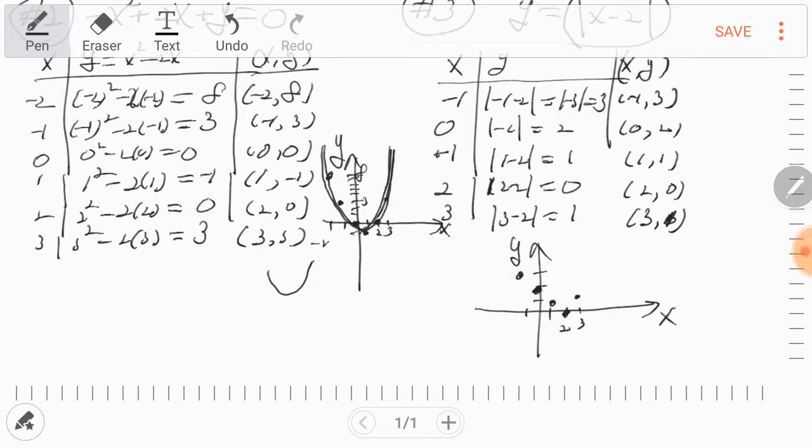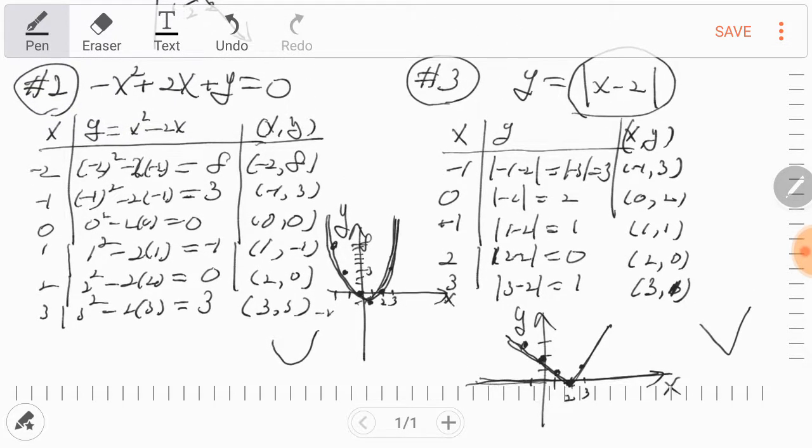If we connect this, it will be the V shape. The V shape. So there are no negative y values. The y values are all 0 or greater than 0, positive or 0. Okay, so we will learn this one later, but in this case, we will find the ordered pairs and then plot those points and connect the points smoothly.